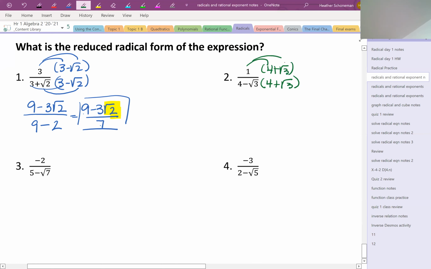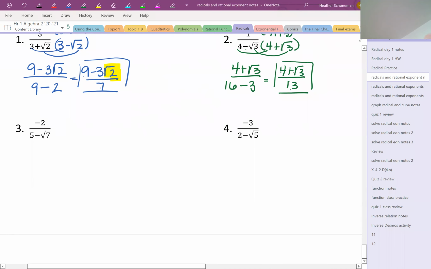On the top, we're going to distribute the 1, so I get 4 plus the square root of 3. On the bottom, I'm going to use my shortcut. 4 times 4 is 16. A negative times a positive is a negative. Square root 3 times square root 3 is just 3. You cannot reduce the 4 and the 16 because it's attached by plus and minus. So we need to simplify the bottom first, which is 13. Ignoring that 3, is there a number that goes into 4, the invisible 1, and 13? Other than 1, no, so it doesn't reduce any.